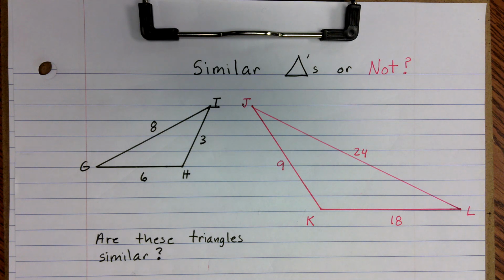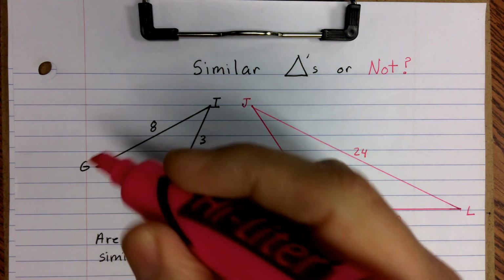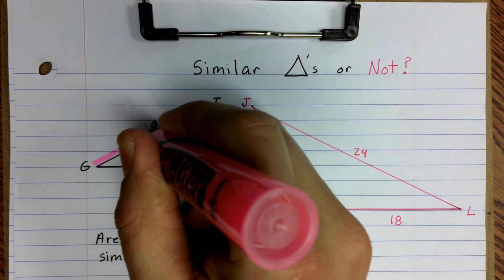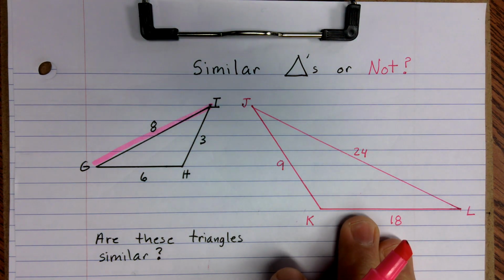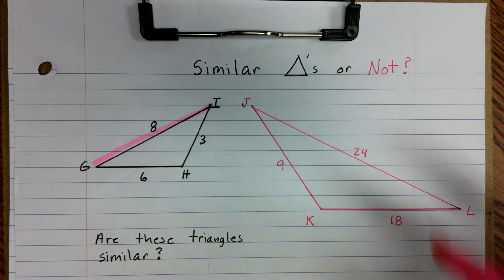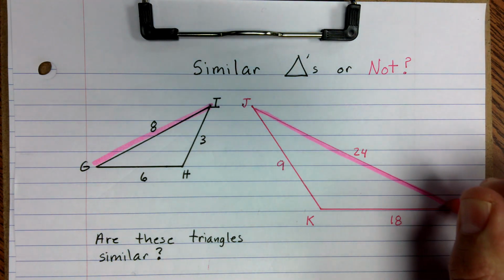So for instance, I'm just going to give you an example. When I'm looking at this triangle, I see that I have this very long side of my triangle. In other words, this is the longest side of my triangle. Just going to highlight it. And I want to go to the second triangle and find the longest side of this triangle. And I notice that this side appears to be the longest side.